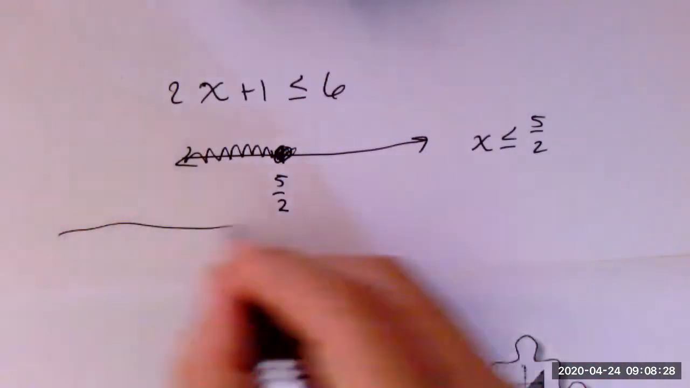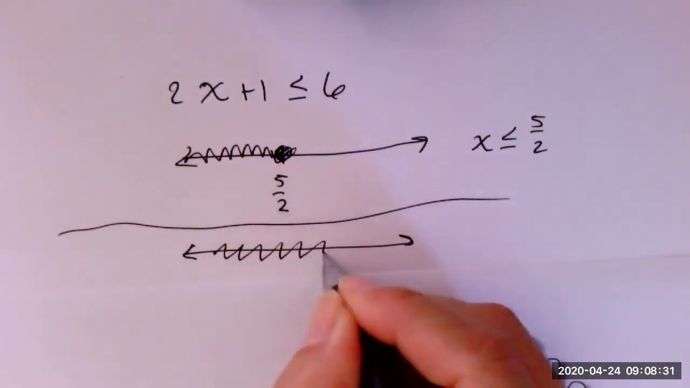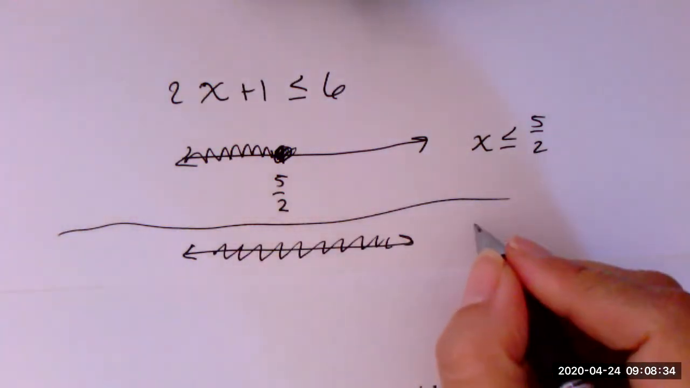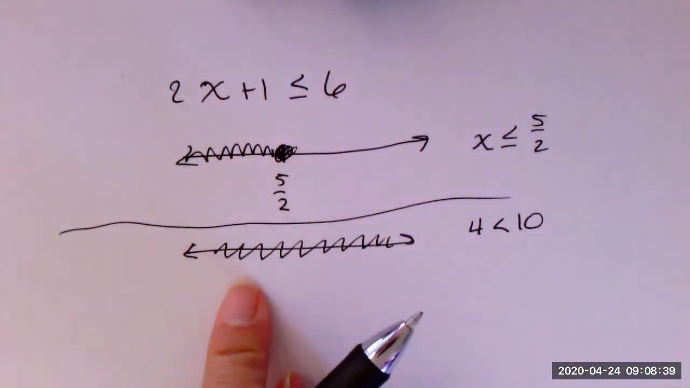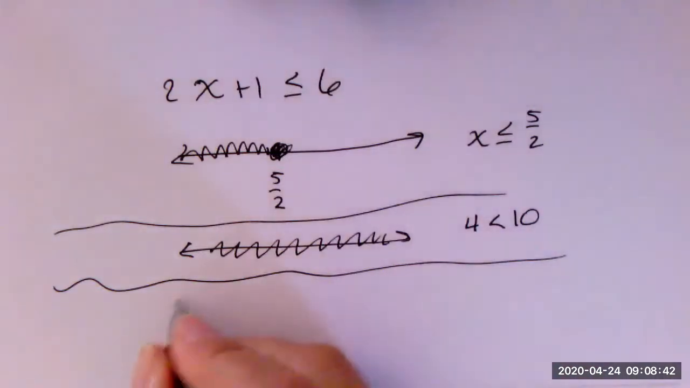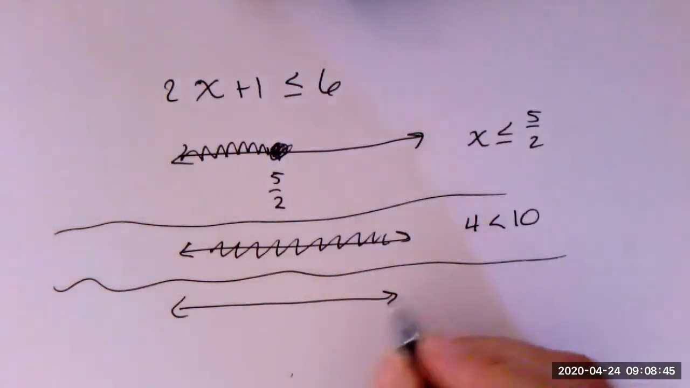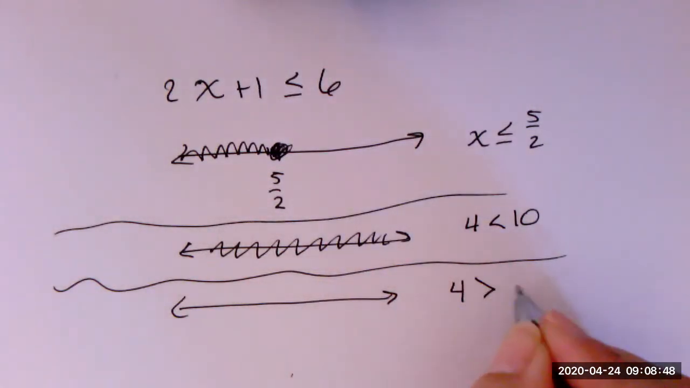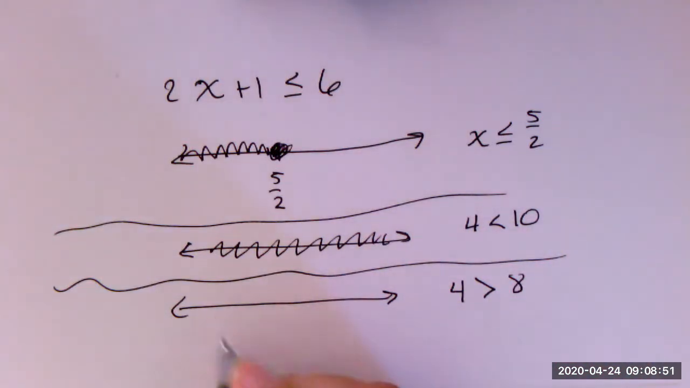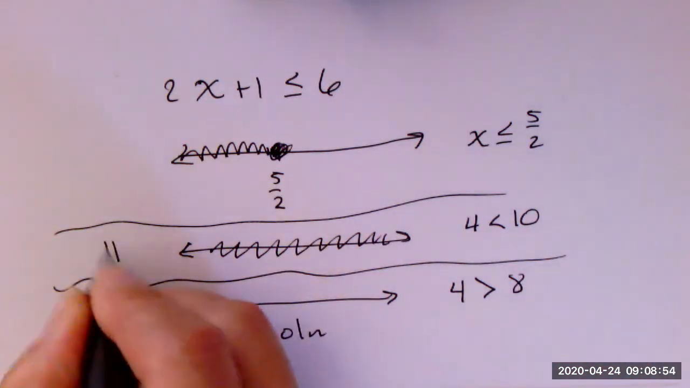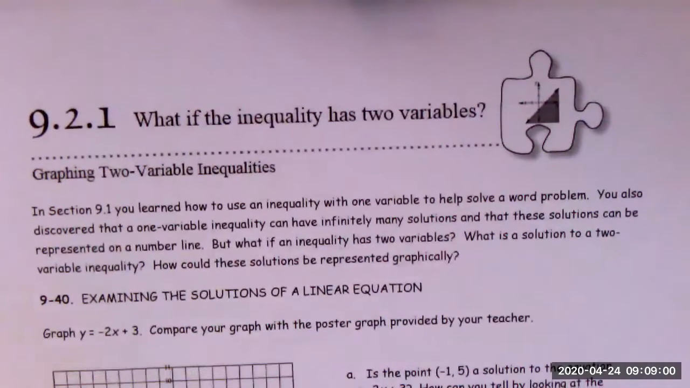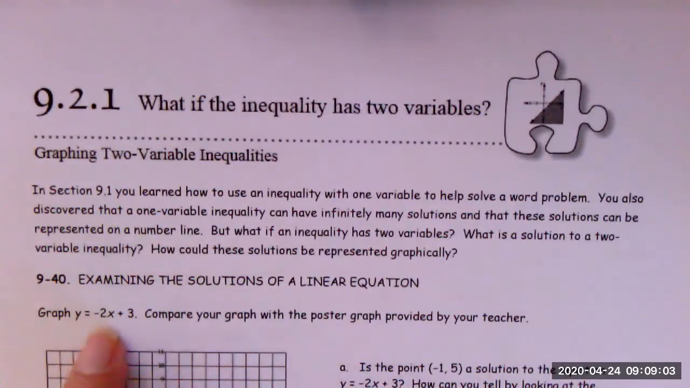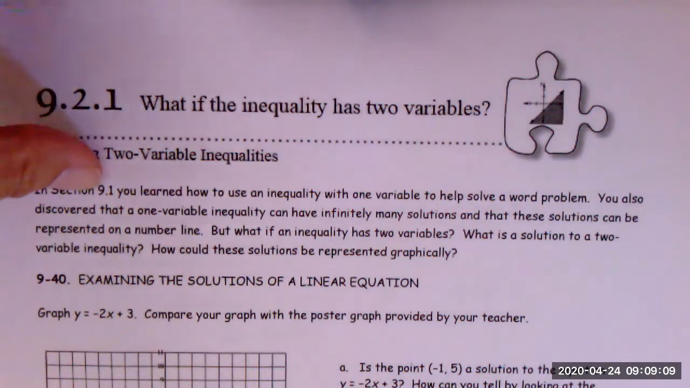We also had cases where the answer was the entire number line, right? That's where all our variables disappeared, and we ended up with some sort of a true statement, like 4 is less than 10, right? So that's all real numbers. And then the final case that we considered was what happens if we had ended up with a false statement, like 4 is greater than 8. That's false, so that's nothing, so we'd write no solution, right? And then we looked at absolute value as well. But let's go ahead and go back to this idea of inequalities, but we're going to look at it with 2 variables.